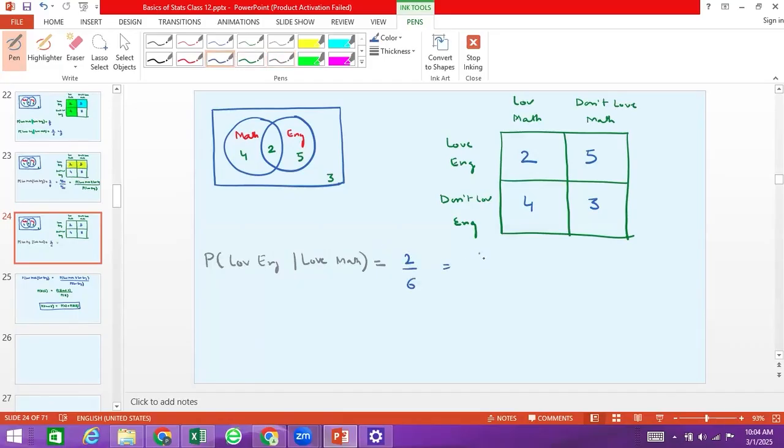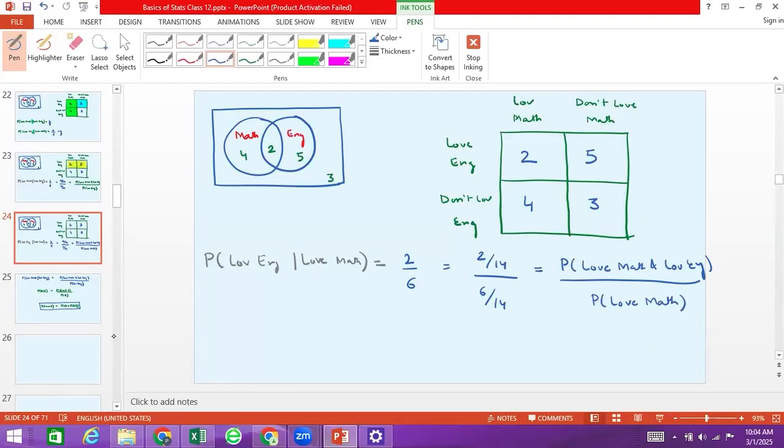I'll do the same thing. 2 divided by 14, 6 divided by 14. What is 2 divided by 14? The total loving both English and Maths, P of A union B, A and B, right? Love math and love English. And what is 6 by 14? People loving math, P of A, P of B. Love math.